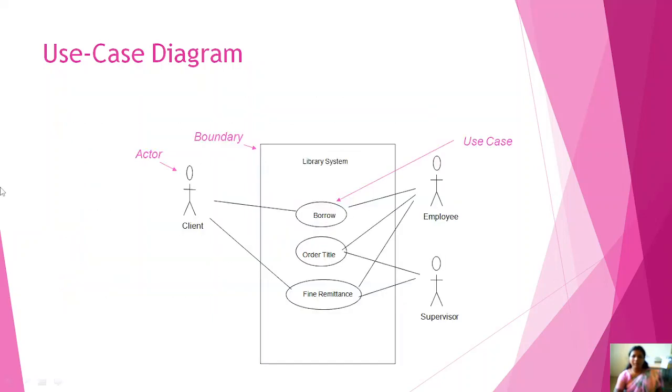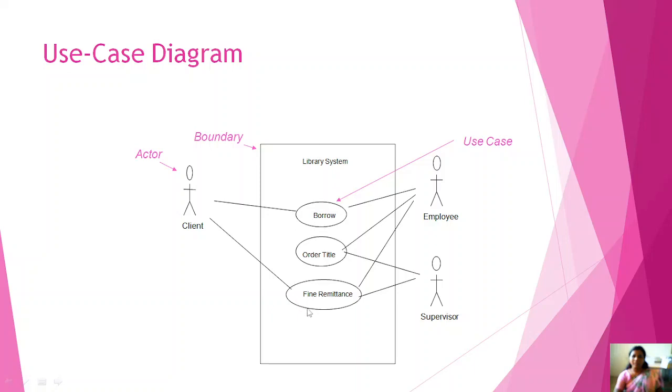This is an example of a use case diagram for a library management system. Here on the left side we have an actor, this is the client. And on the right side we have employee and supervisor. Client is a primary actor, and employee and supervisor are secondary actors.